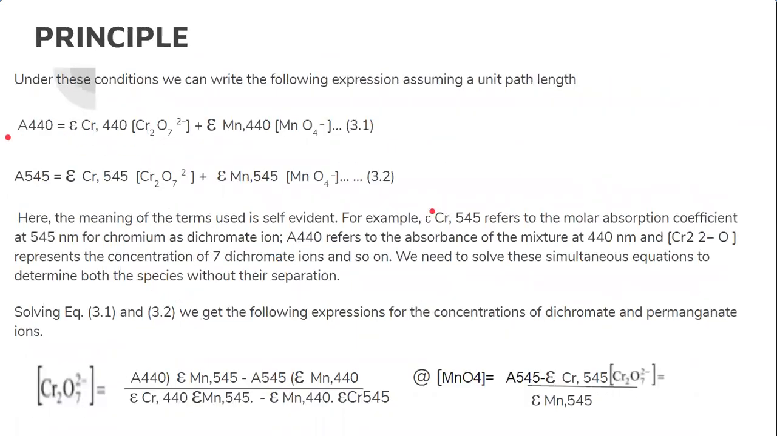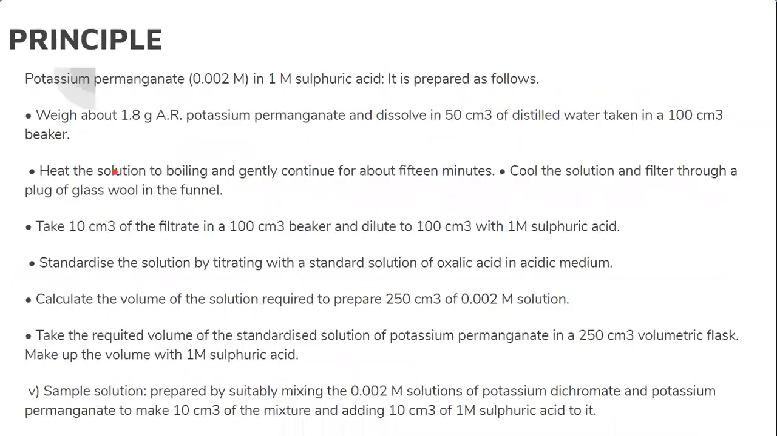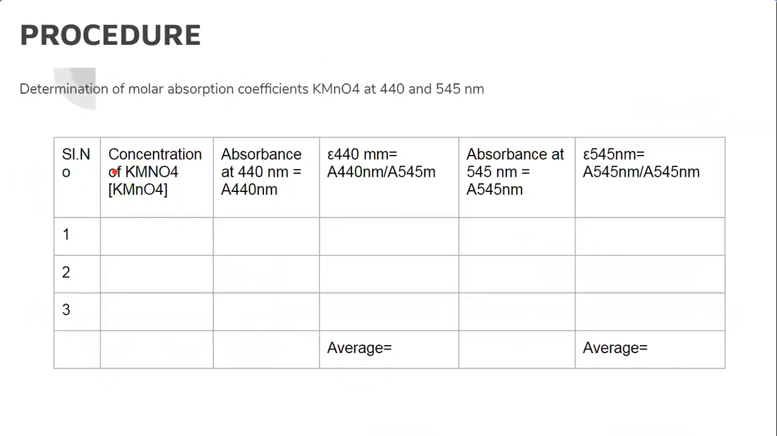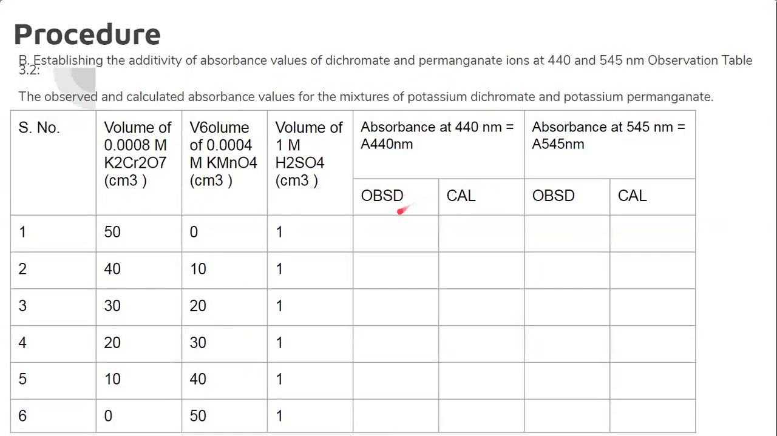So thereby we can measure the absorbance of the mixture at 440 nanometers and the absorbance of the mixture at 545 nanometers. The theoretical values obtained will be compared with these observed values. That is why this is known as additivity of absorbance.